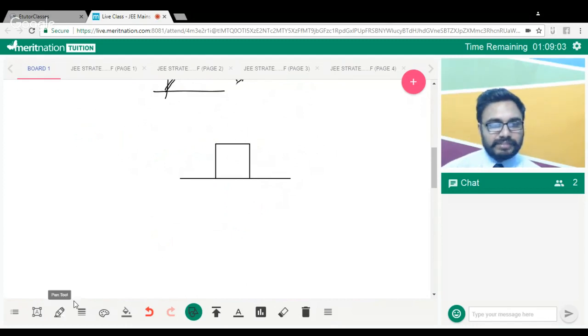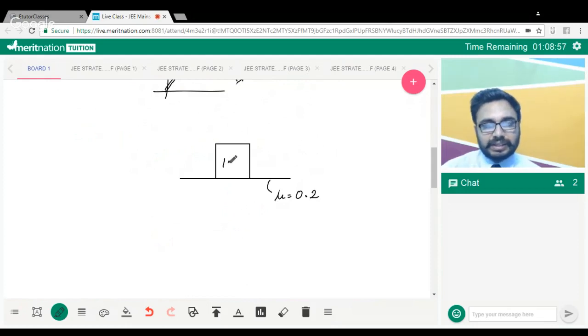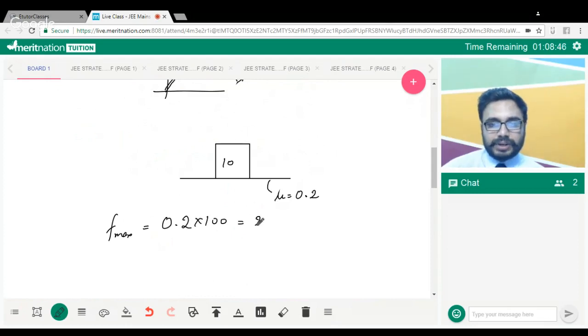Obviously the surface is having friction. Let's say the friction coefficient is 0.2 and the particle mass is 10 kg. So what is the maximum value of friction that can act? That is equal to mu into N is equal to mg, so 0.2 into 100, that is equal to 20 Newton. Now if this block is resting, no other force is acting on it, the value of friction, if this is force F, if force F applied is 0, friction will be 0.